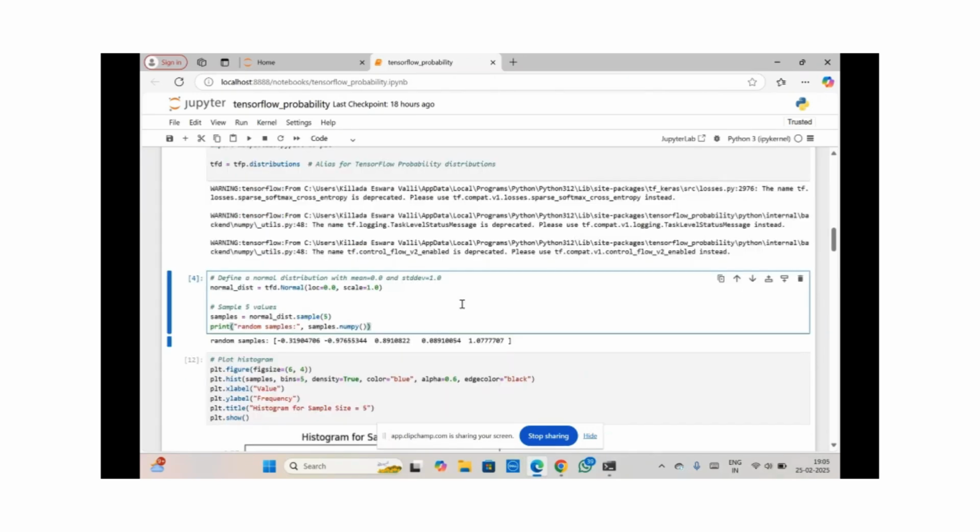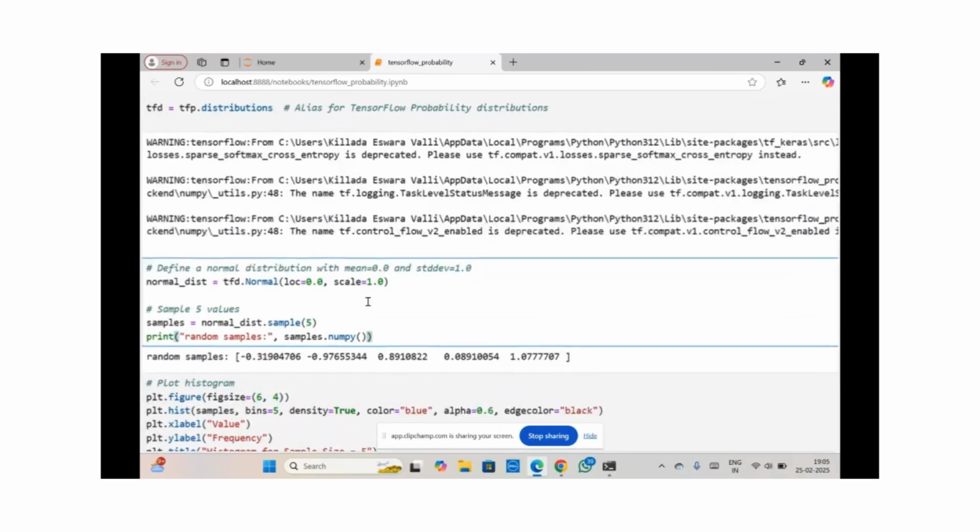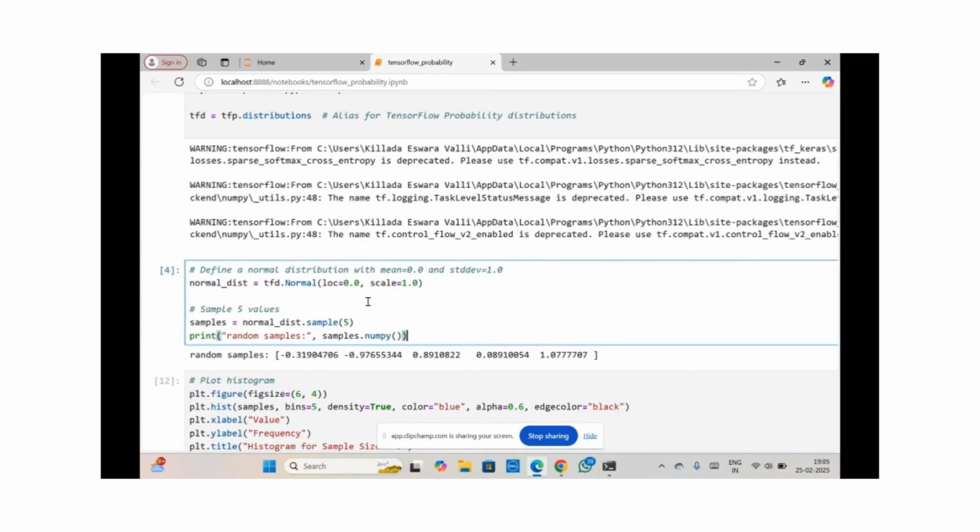In this code, we have created a normal distribution, which is one of the most common probability distributions. It is widely used because many natural phenomena like heights and test scores follow this pattern. In the first line, normal_dist equals tfd.Normal(loc=0, scale=1), which means a normal distribution with mean equal to 0 and standard deviation equal to 1.